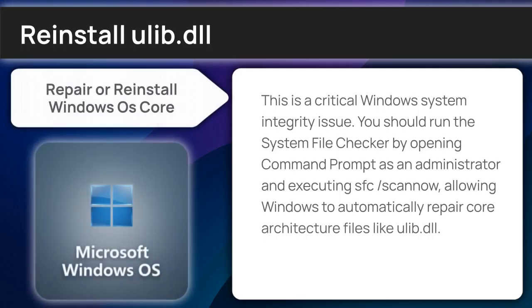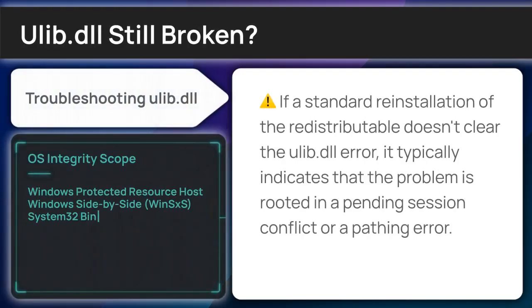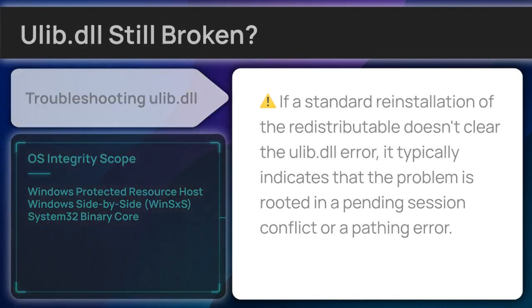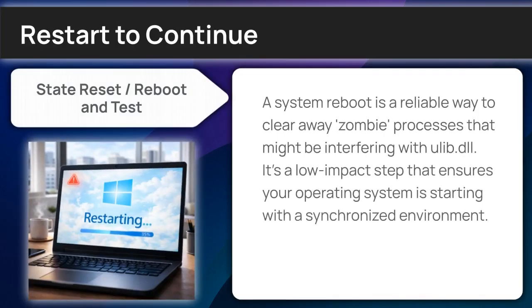You should run the system file checker by opening Command Prompt as an administrator and executing sfc /scannow, allowing Windows to automatically repair core architecture files like Universal Library DLL. When the primary installation path fails, a more surgical approach to checking your system's environmental variables is required. A standard restart allows the Windows bootloader to re-scan your system directories and potentially recognize an unregistered Universal Library component.